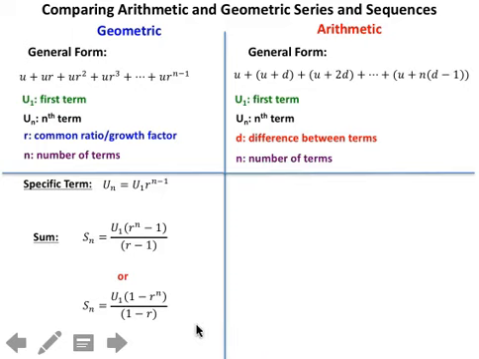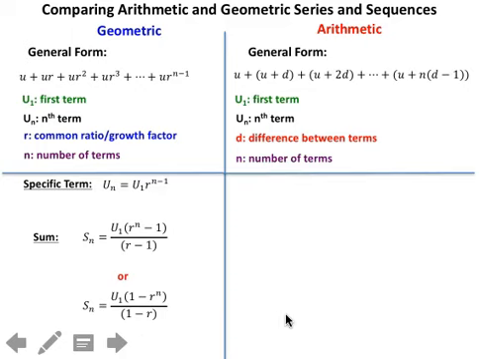If we're trying to find the sum of a geometric series, we use the following formula. S subscript n, which represents the sum of however many terms we want to find, is equal to the first term times our common ratio raised to the n power minus 1, divided by our common ratio minus 1. We can also reorganize this formula as I've shown below. That's why I put the "or" there. We're simply reorganizing what we have in our parentheses. So instead of subtracting 1, we're going to subtract our common ratio here. Both are totally fine to use.